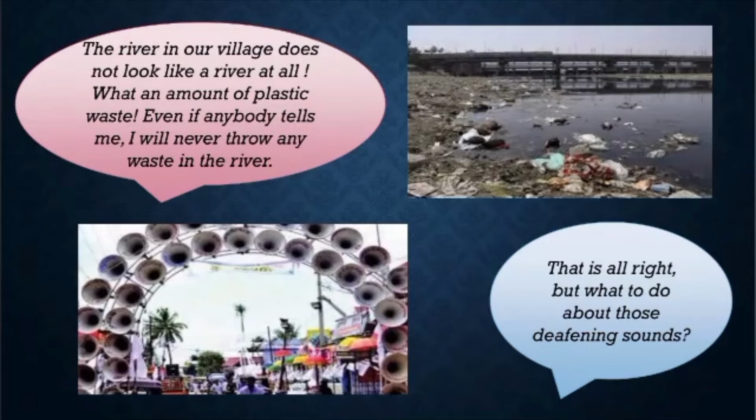Even if anybody tells me, I will never throw any waste in the river. Is it our responsibility to see that we are not spoiling the rivers? Ultimately these are the water sources and from there we can get fresh water. But what we are doing is spoiling them by throwing waste in the river, and we can see this in the cities also at present.